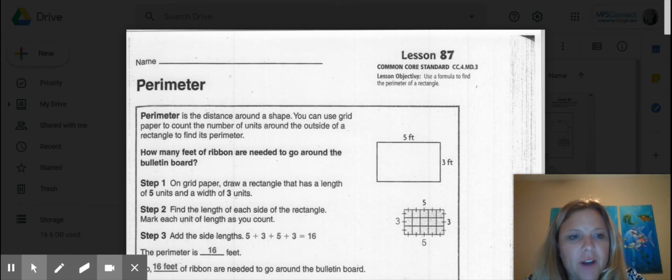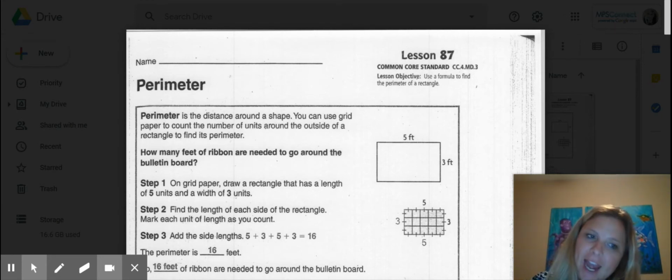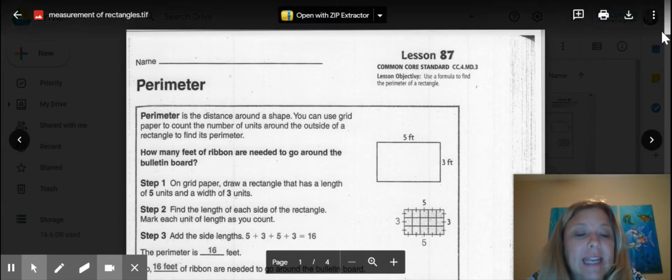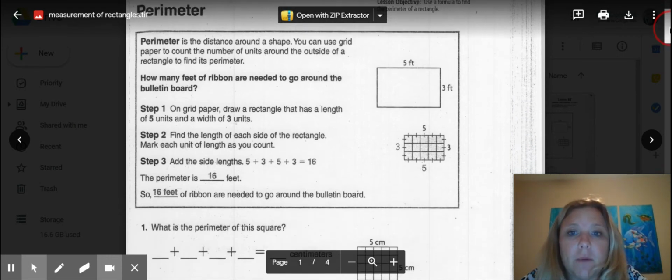We are going to be working on perimeter and area during week 3, and we are going to start off with the perimeter. Okay, the perimeter is the outside of something. Think of it like a fence. And you are going to be able to solve for perimeter by figuring out the sum of the measurements.